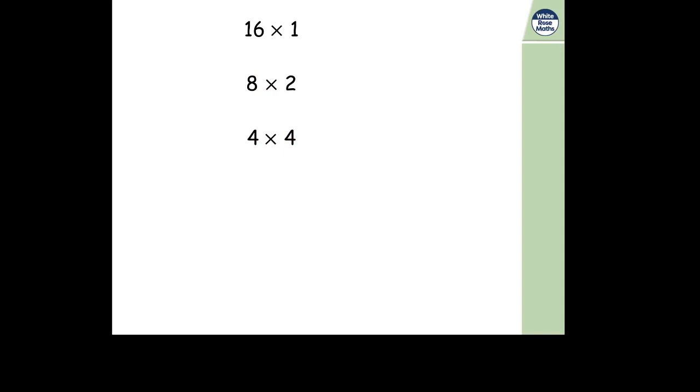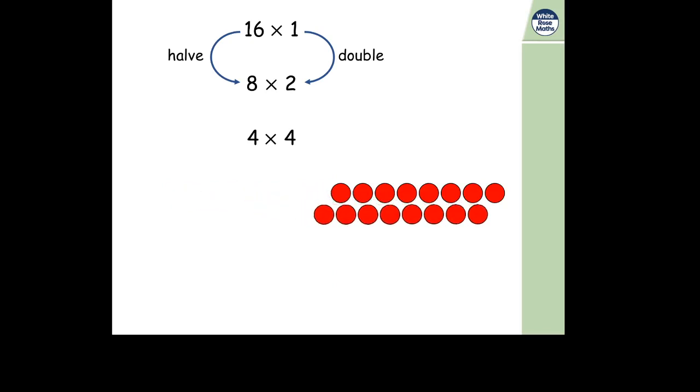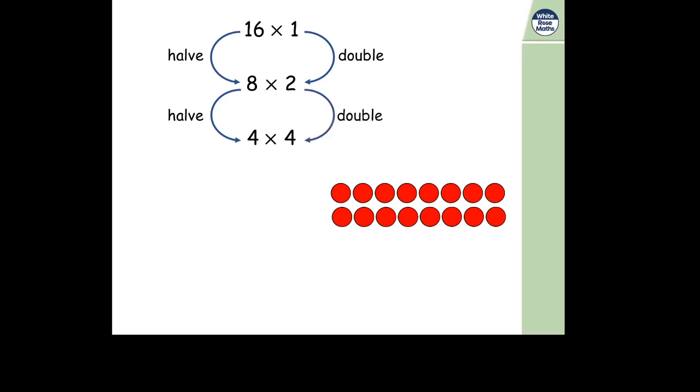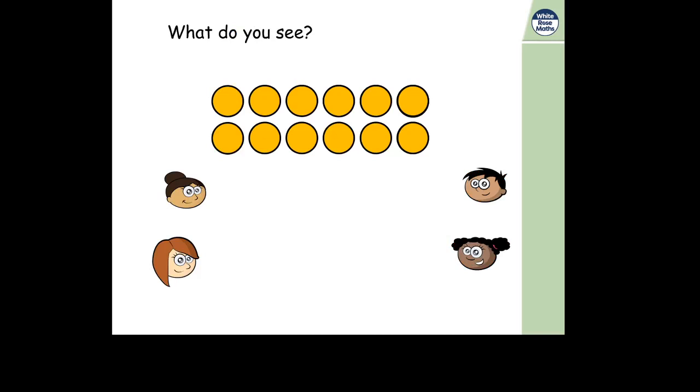Does anybody notice anything about those numbers? Well, 16, halve it to make 8. Double it to make 2. So we've halved 16 and put half of them, which is 8, on the next row. And then the same again. Half of 8 is 4, double 2 is 4. Now, year 1s, we're going to talk about doubles tomorrow, but year 2s, you should know this already. And again, look at the array, split it in 2, move one half underneath the other, we've got our array. So you're halving and doubling.